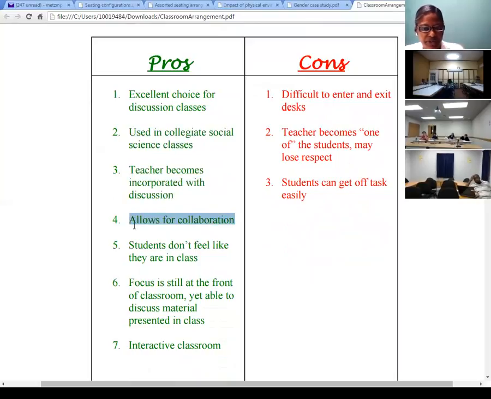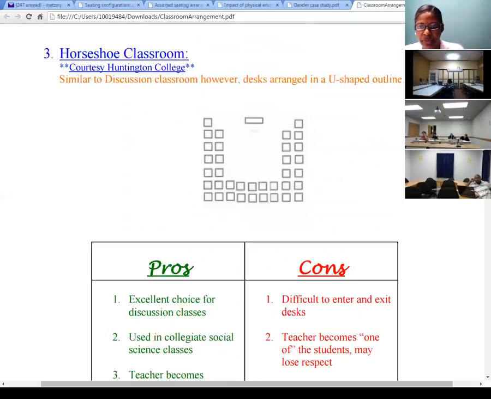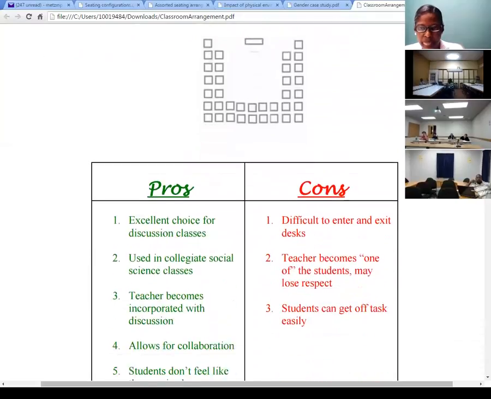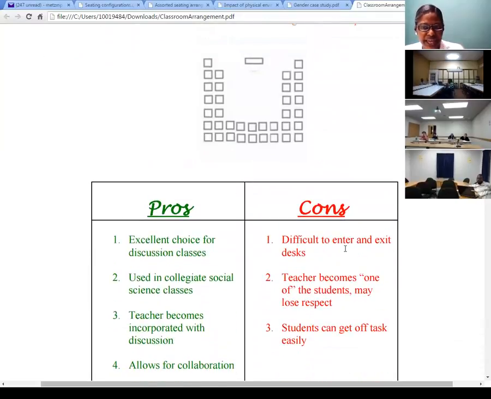It allows for collaboration. Here we go again, Samuel. Students don't feel like they're in class. The focus is still at the front of the classroom. Then they can discuss things interactively. So remember, we're looking at the horseshoe one, or U-shaped. Difficult to enter and exit the desk. Teacher becomes one of the students, and they may lose respect for the teacher because it's as if the teacher is part of the circle. Not quite sure why they say that. Students can get off task easily.